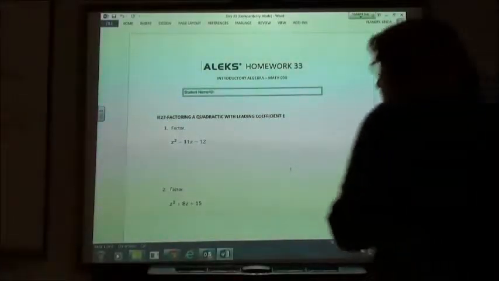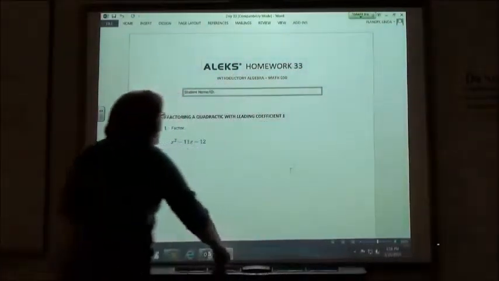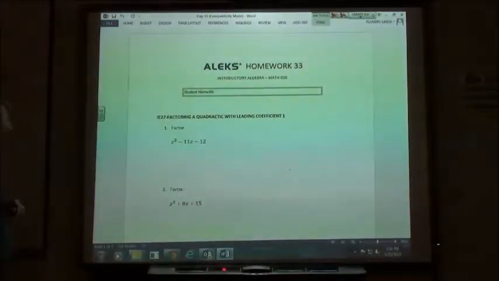Introductory Algebra Homework Day 33. Starting out, we're going to factor a quadratic with a leading coefficient of 1.